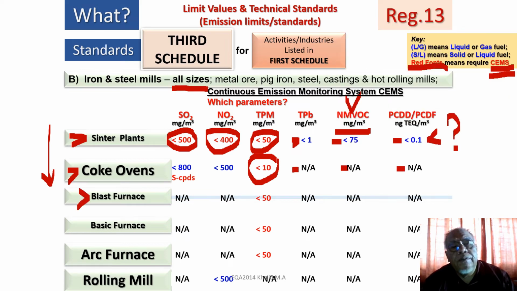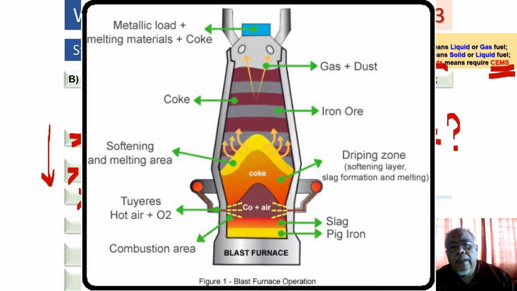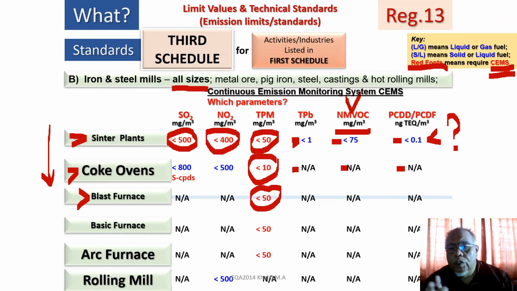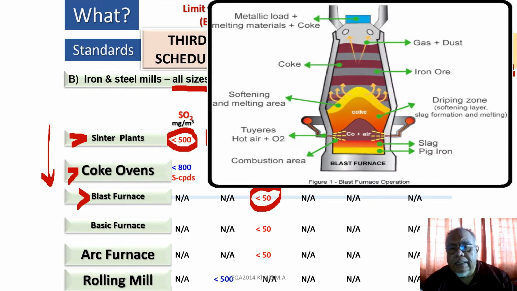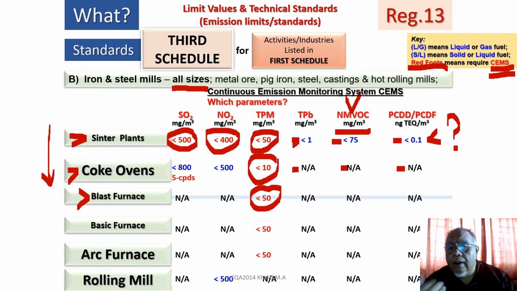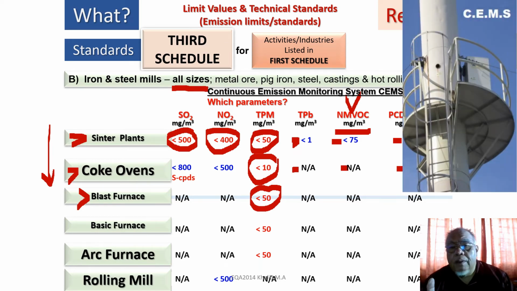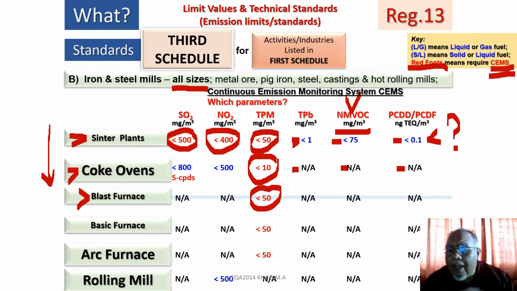This is the blast furnace. Similarly, they have only to comply to one parameter, which is total particulate matter, and they have got to install CEMS for that. The rest of the other parameter are not affecting them. They don't have to look into the fourth and fifth schedule. It's not applicable. There you are.